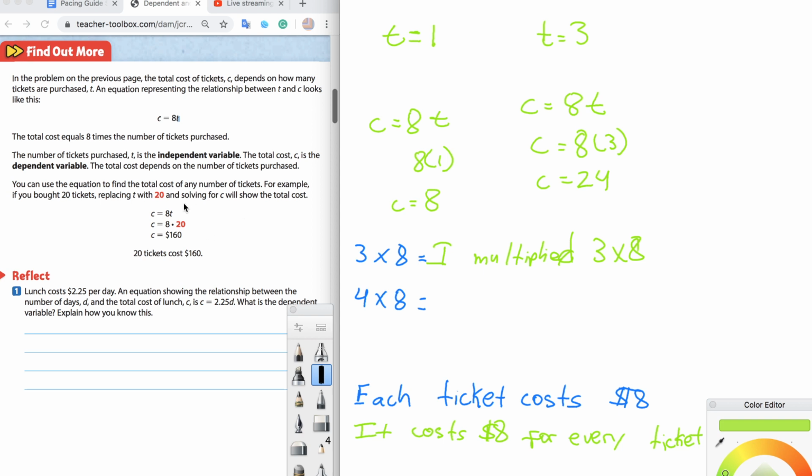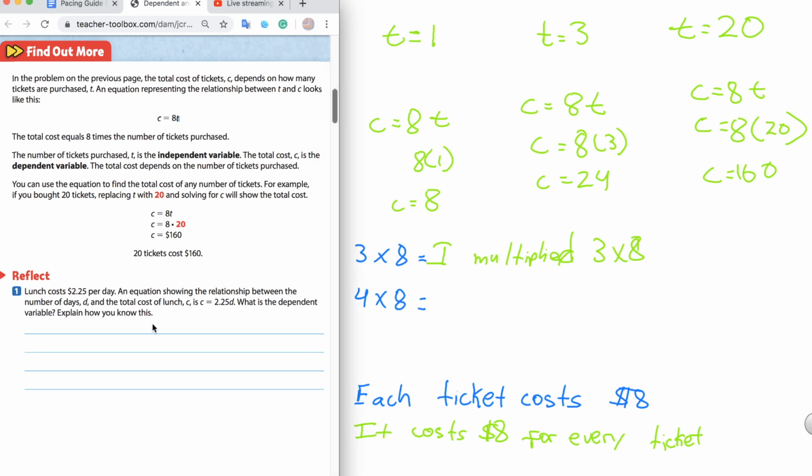Now, right here, they're asking you, what if you bought 20 tickets? So the cost would be 8 times the T. And the T on this one, the tickets, it's 20 this time. That's going to be the cost. So how much is the cost for 20 tickets? We do our math. We get 160. So that means that the cost would be 160, just like we did here. 20 tickets cost $160.